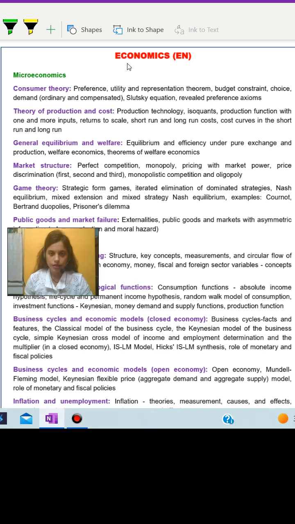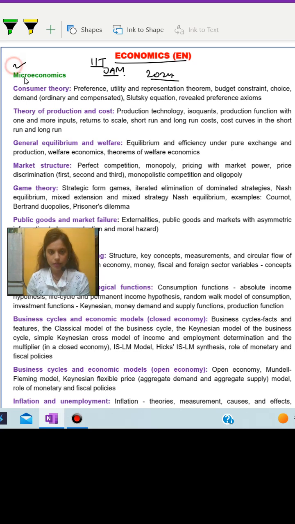Now, here, as you can see on the screen, it's the economics question discussion. Like, it's not question discussion, rather, it's the syllabus discussion, and from where the important questions are going to come in IIT JAM paper of 2024. That is what we are going to discuss today. So I'm going to tell you from where you need to study more than the other topics.